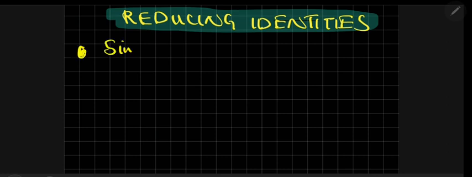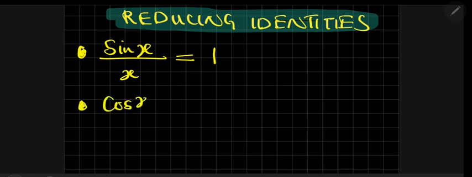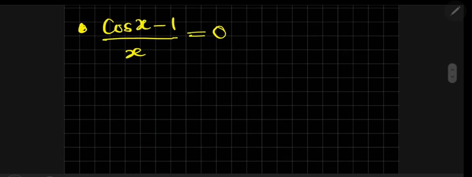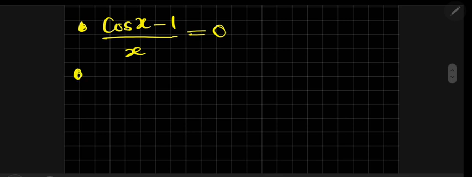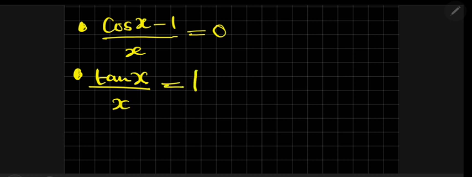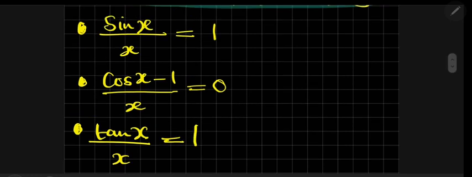The first identity that I'll show you involves sine. When you have sine x over x, this is equal to 1. The second one is when you have cosine x minus 1 over x, this is equal to 0. And the last one is when you have tangent of x over x, this is equal to 1. This is similar to the one for sine.